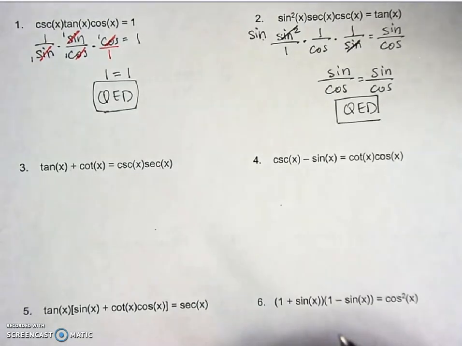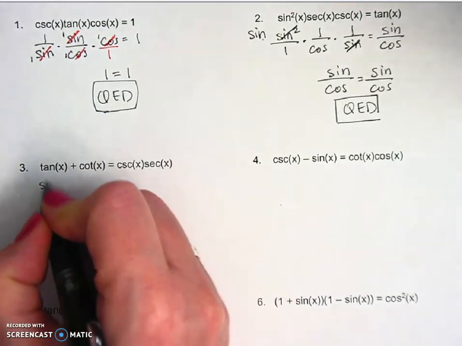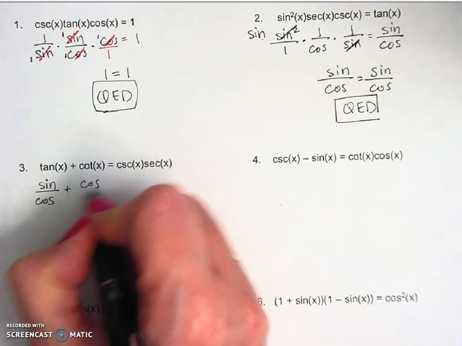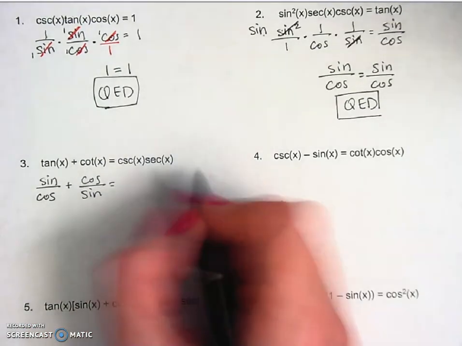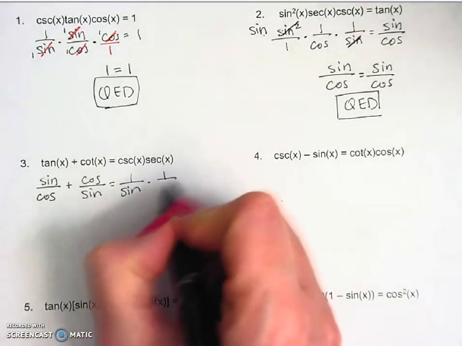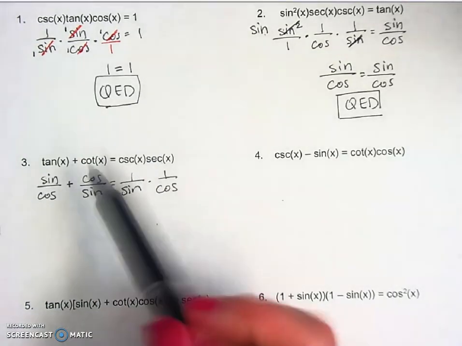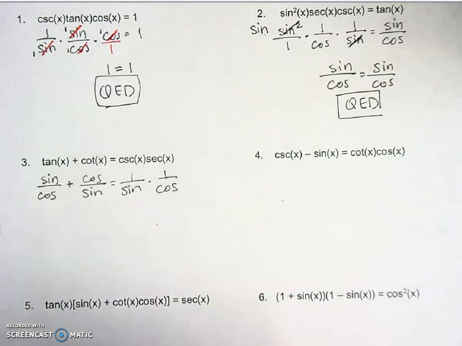So I'm going to start by rewriting tan as sine over cosine, and rewriting cotan as cosine over sine. And then on this side, I'll rewrite cosecant and secant. And I could have rewritten cotangent as 1 over tan and tried to find common denominators. Just try something and see where it goes. This is not the only way to do this problem.